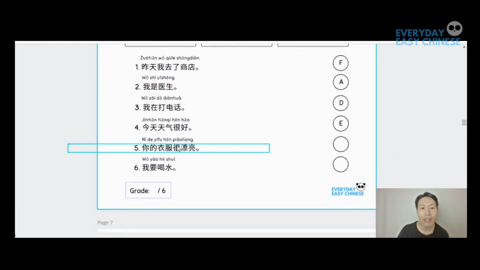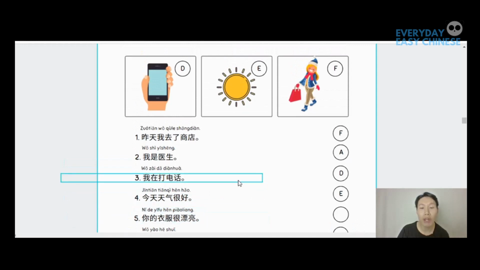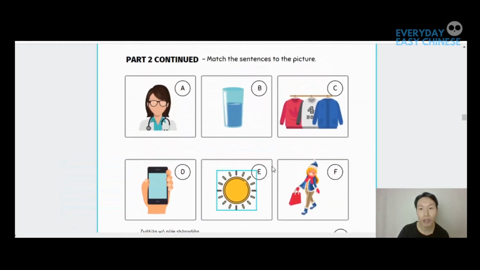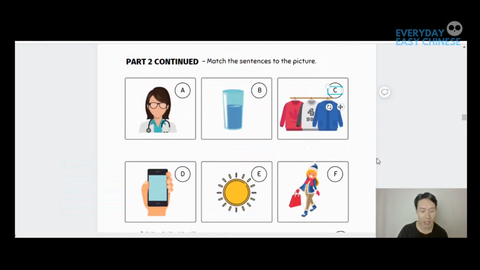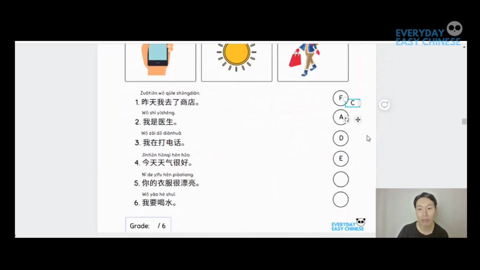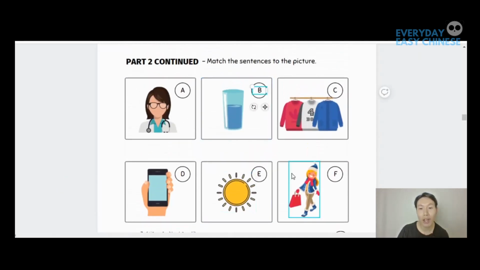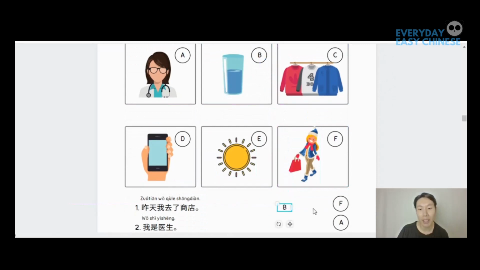Okay, let's move to the next one. So we have 你的衣服很漂亮. So your clothes are very beautiful. So we have C, because you can see clothes there. And then the final one is 我要喝水. 我要 means I want to, 喝水 means drink water, so the remaining answer is B.